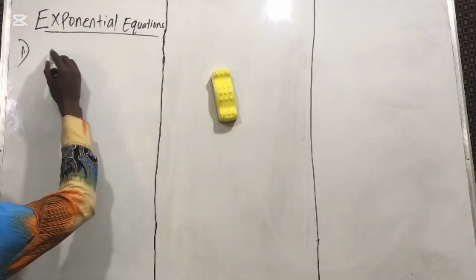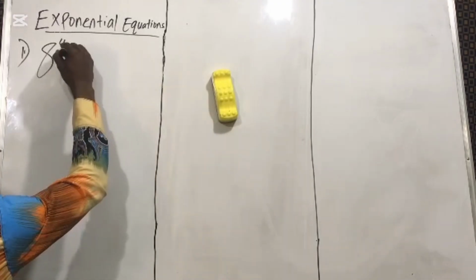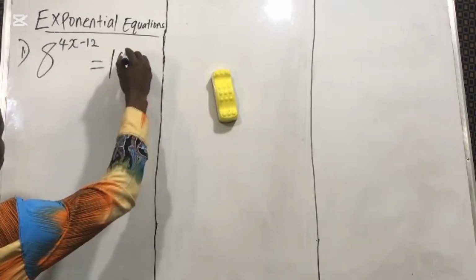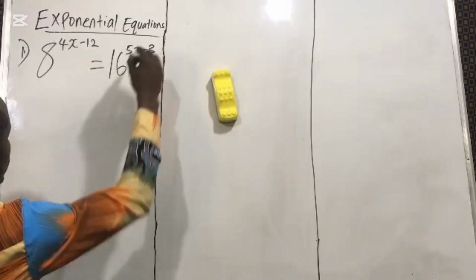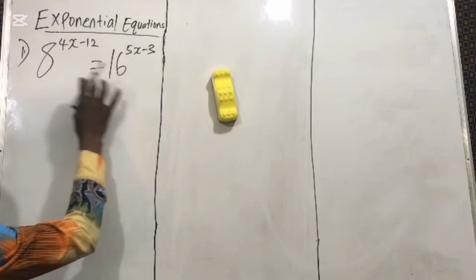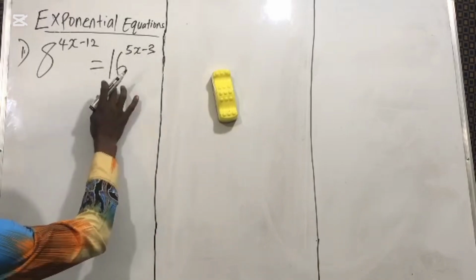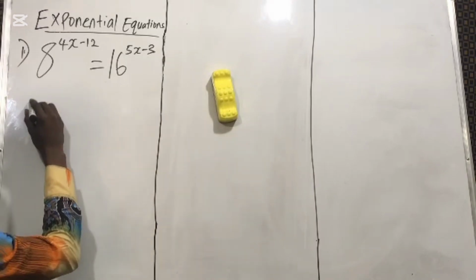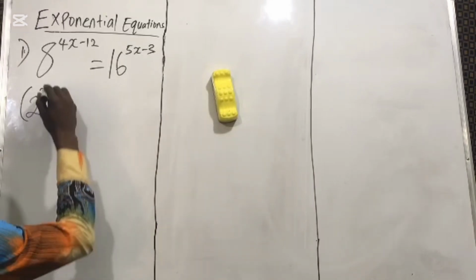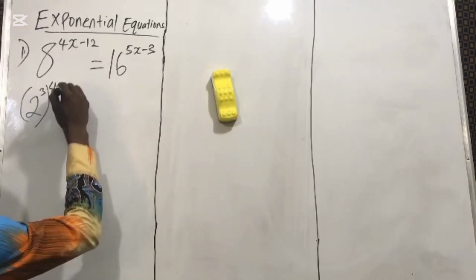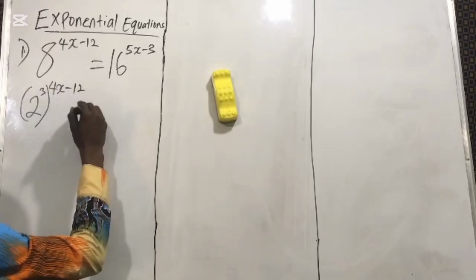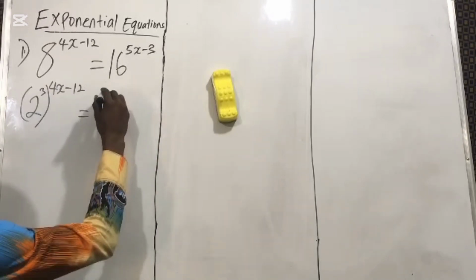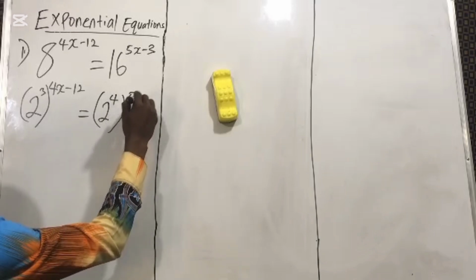The first question is 8 to the power of 4x minus 12 equals 16 to the power of 5x minus 3. Considering these two bases, we can express them in a common base of 2. 8 could be expressed as 2 to the power of 3, all raised to the power 4x minus 12, equals 16 expressed as 2 to the power of 4, all raised to the power 5x minus 3.